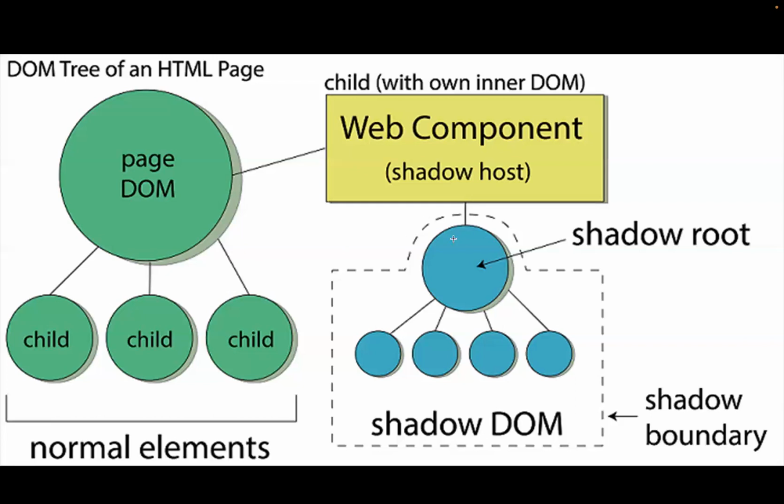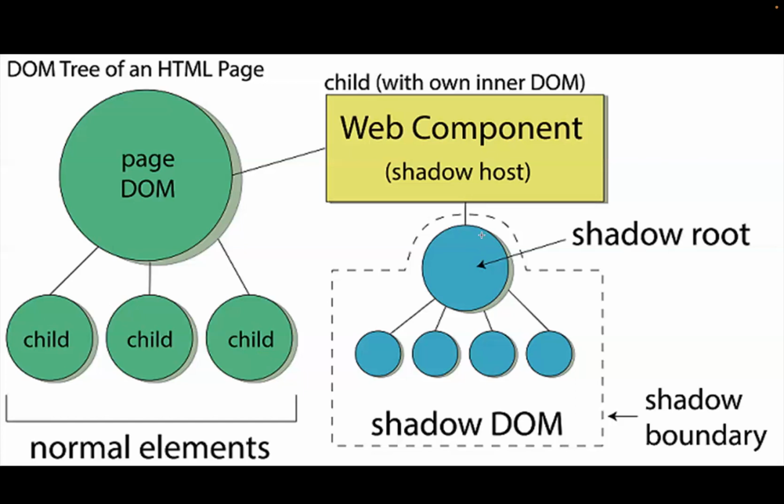This shadow root can be attached to this child also, and this child also. In that case, this will be your shadow host. Basically, if any child has another DOM linked to it, that child will become our shadow host, and that root node will become our shadow root. So this is a normal website, a normal page.